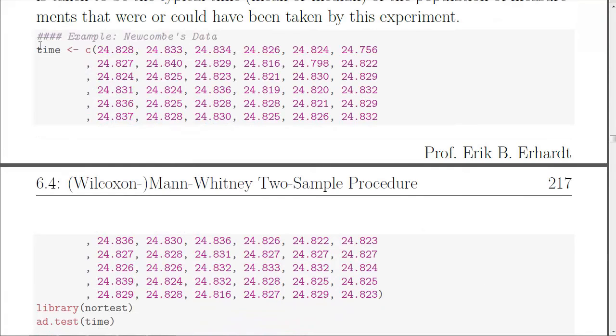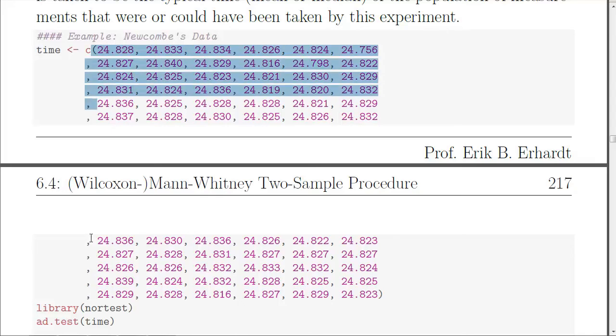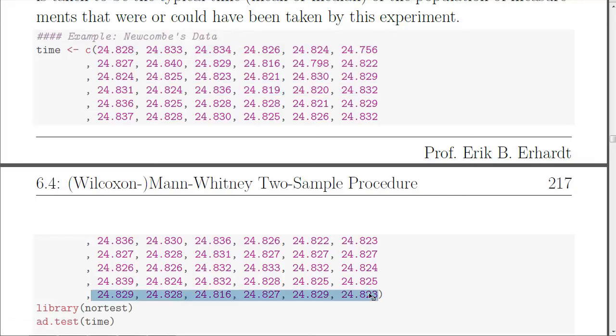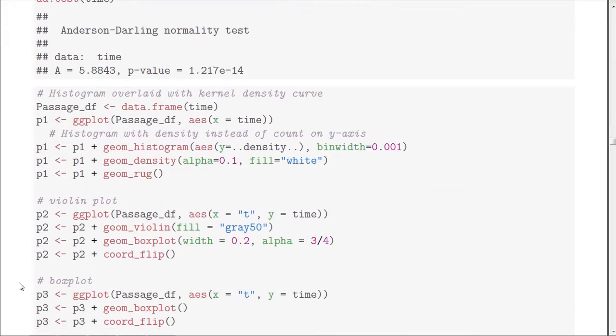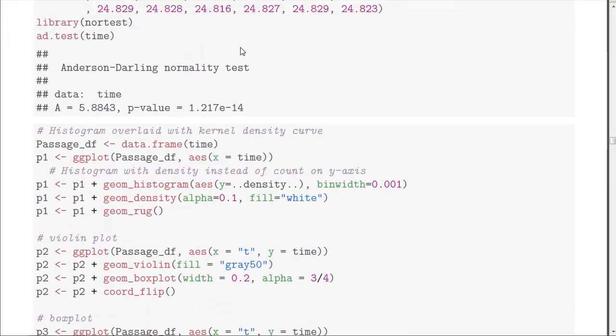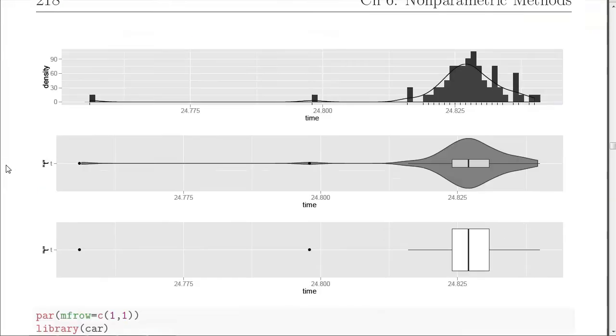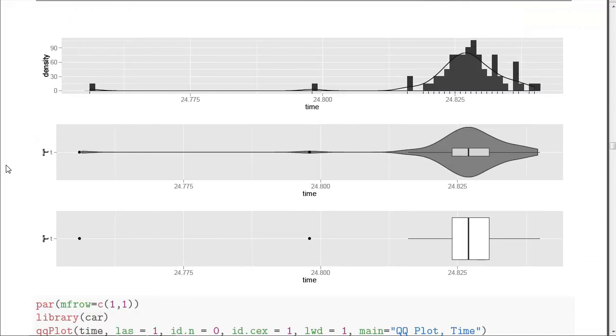Here is an example where we have a fairly big sample size. Here are all the observations: 6 by 11, so we have 66 observations. If we take a look at the normality of these data, they're far from normal. And finally, of course, take a look at the plot of the data, and you'll see some obvious issues with this data.